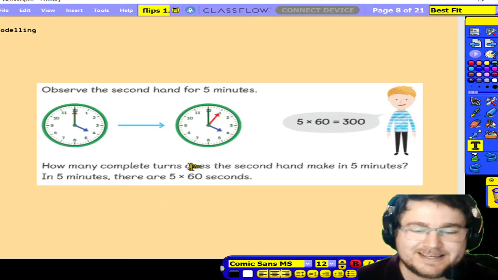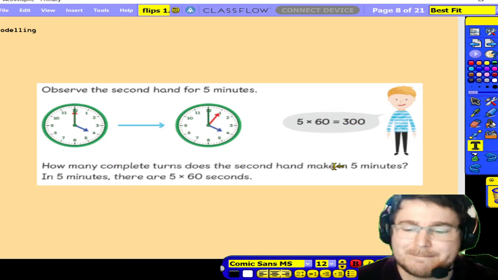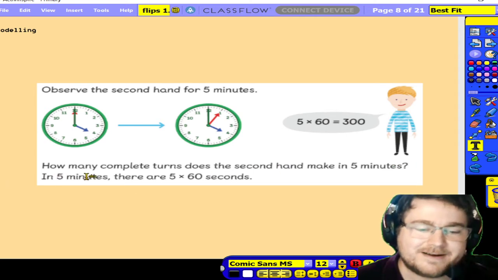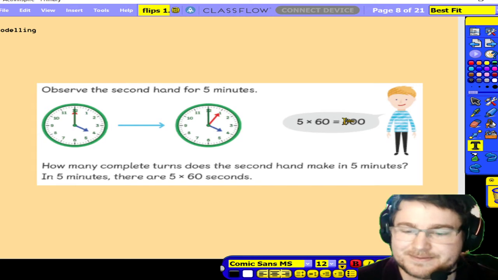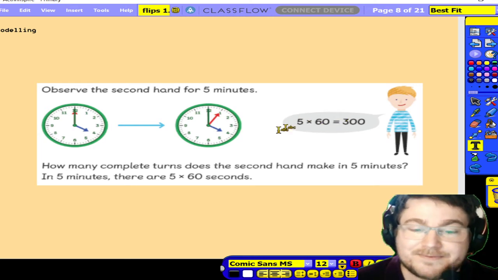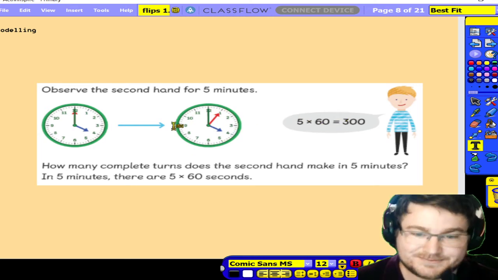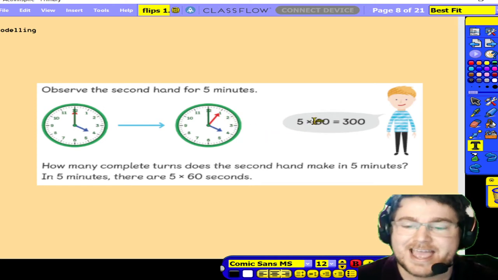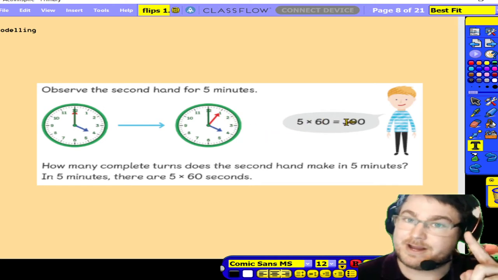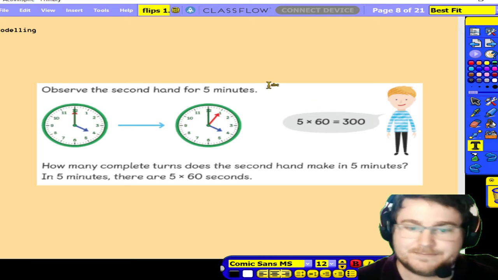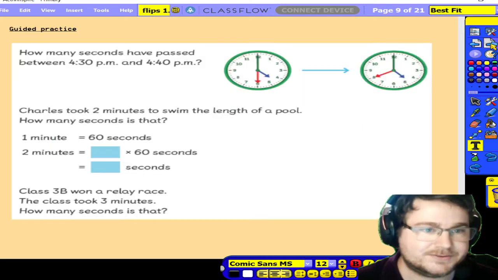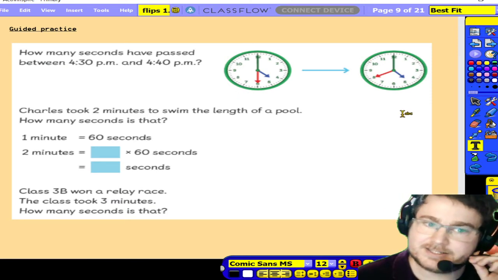So how many complete turns does the second hand make in 5 minutes? In 5 minutes, there are 5 times 60 seconds. It would be 5 turns, 5 complete turns. Yeah, that's right. It would move 300 times and it would go around 5 times for 5 minutes. Wonderful. Moving on to the guided practice for today.